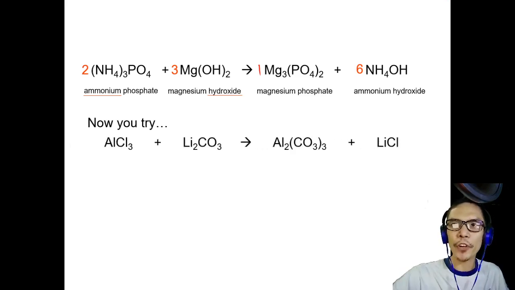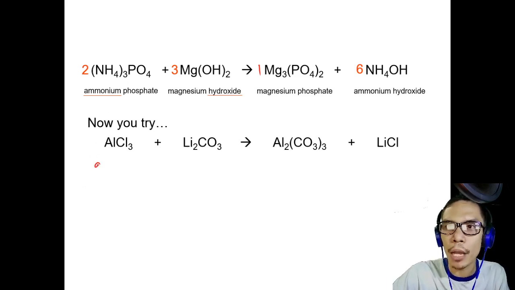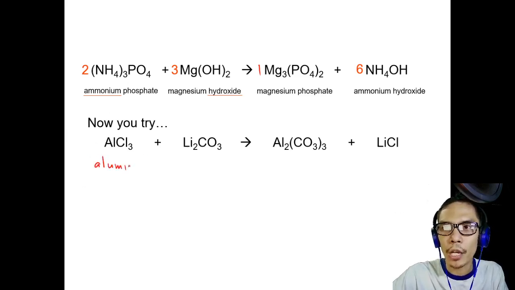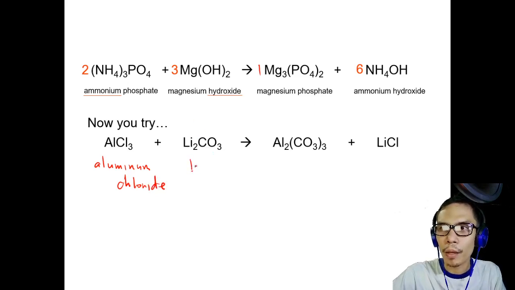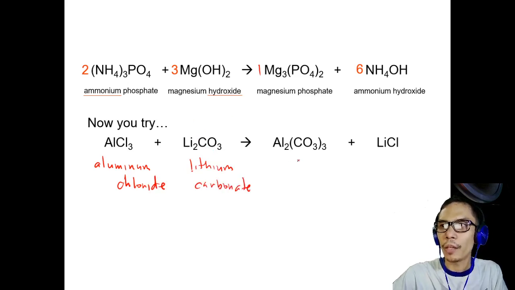So let's try this one. Let's name first everything that you have right here. We have aluminum chloride. Aluminum chloride. Next one, lithium carbonate. Lithium carbonate. And this one is aluminum carbonate.